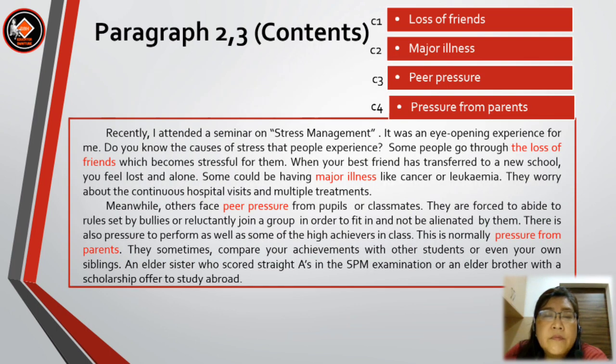Now for paragraph 2 and 3, you can write 2 paragraphs. The content 1, loss of friend. Content 2, major illness. Content 3, peer pressure. And content 4, pressure from parents.